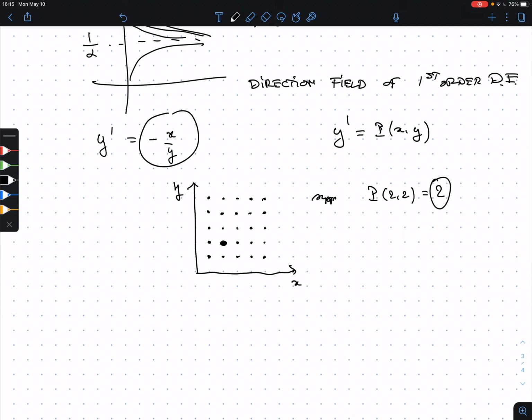Rise over run, right? So when you go 1 to the left, you go 2 up. So this would be a slope of this. I put a little vector, a little arrow that points in this direction with slope 2. Okay? And I do this for every point. Now, in order for the picture to be a little bit legible, I'm going to make the vector a little bit smaller. But the size of the vector doesn't matter. It's the direction. We only are interested in direction.